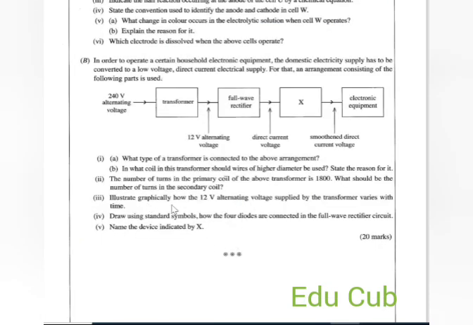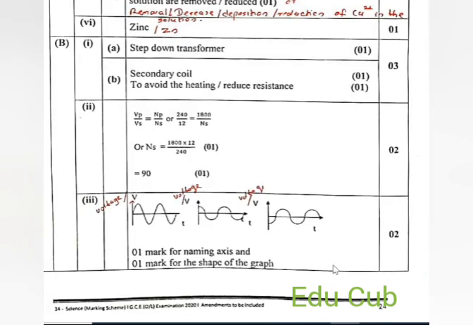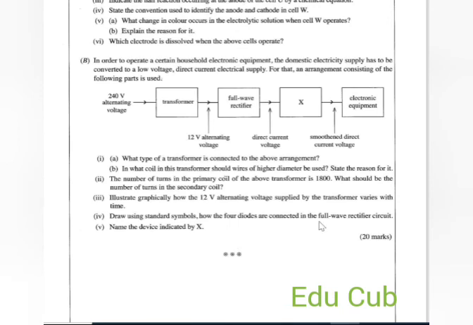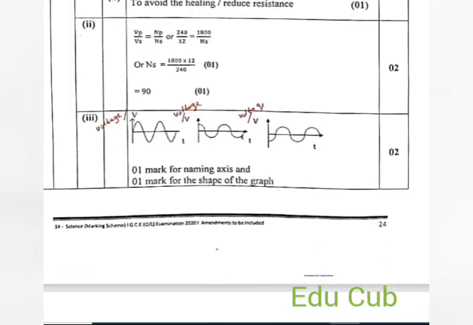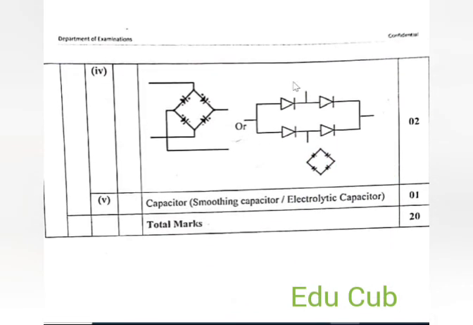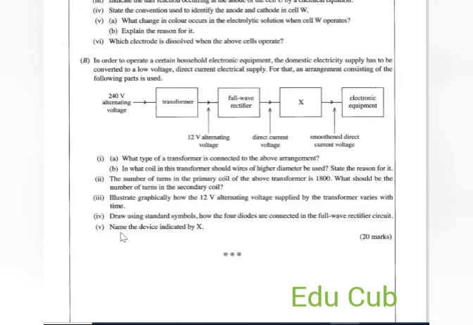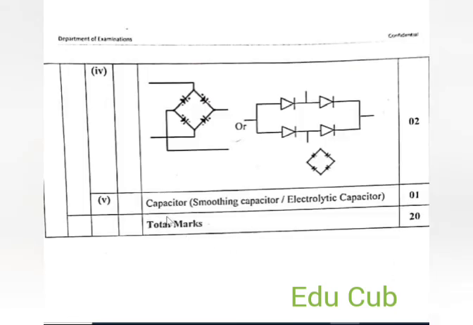Third one, illustrate graphically how the 12 volt alternating voltage supplied by the transformer varies with time. So this is the graph. By using y-axis V and x-axis t, it's like this type of graph. Draw using standard symbols how the four diodes are connected in the full wave rectifier circuit. Here, this is the full symbolized diagram. Name the device indicated by X. X is a capacitor.